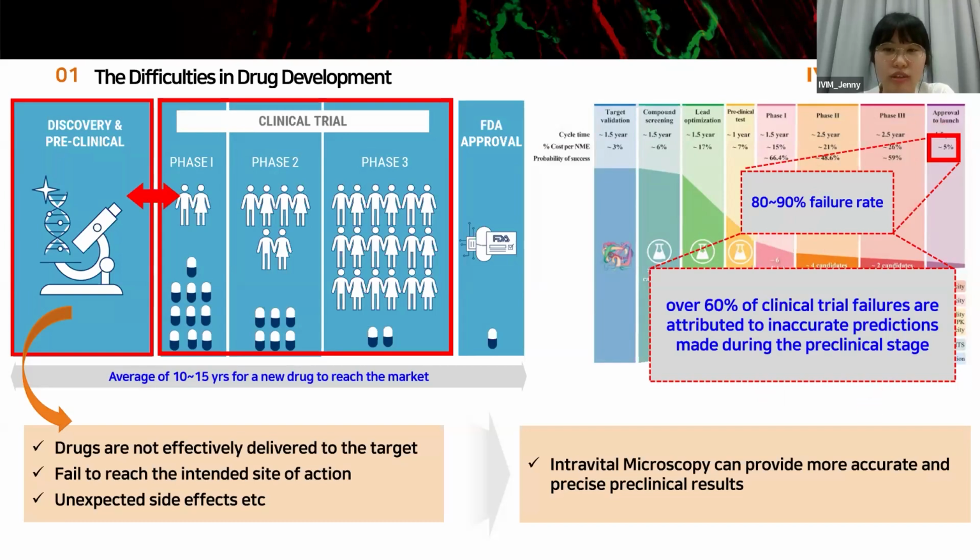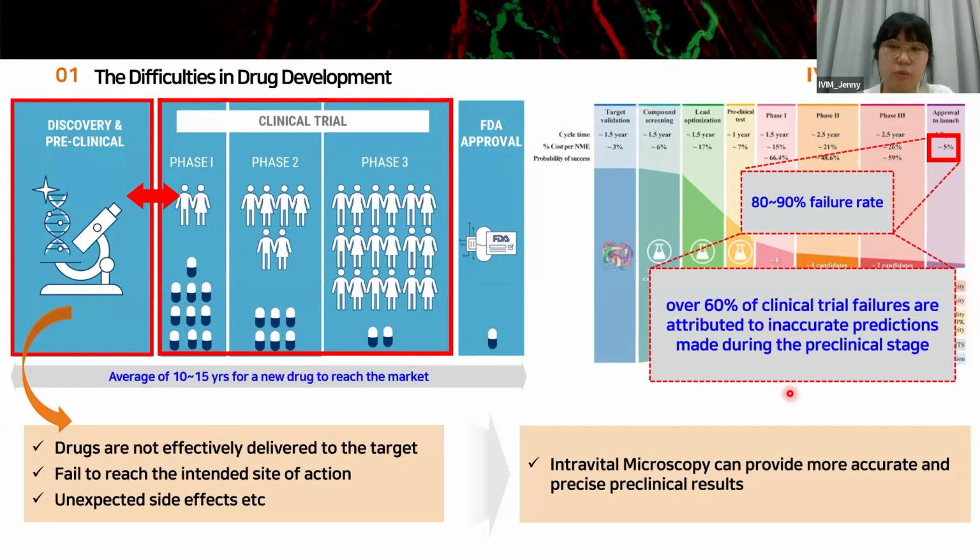The drug development process is generally divided into four main steps. First is target identification and lead discovery. Second, preclinical testing. Third, clinical trials. And finally, regulatory approval and post-marketing surveillance.